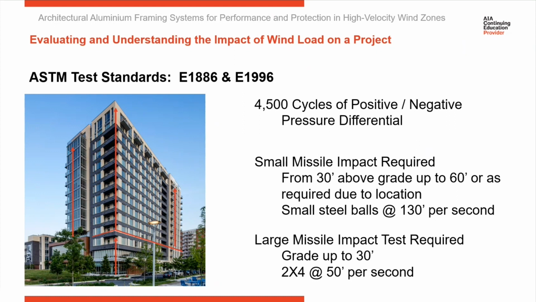So after it's been impact tested, then ASTM requires 4,500 cycles of positive and negative pressure on the elevation. Again, it's been impact tested. Now you're going to do air pressure cycling to make sure the system still passes.